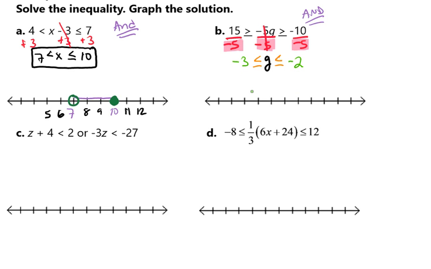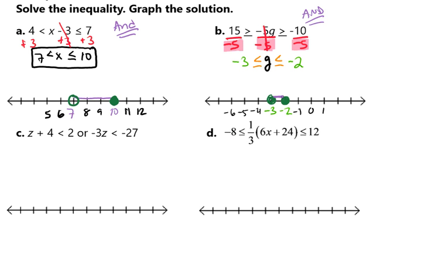So we're going to go ahead and graph this. We're going to have the numbers negative 3 and negative 2, and then we've got negative 1, 0, 1, and negative 4, negative 5, negative 6. We're going to have a closed circle at negative 3 and a closed circle at negative 2. And because it's an AND inequality, our dots are going to be connected.